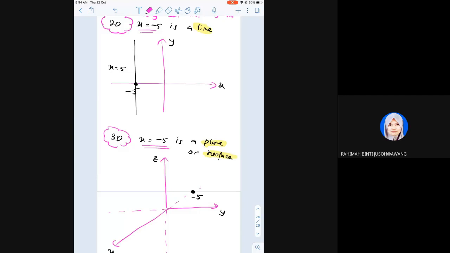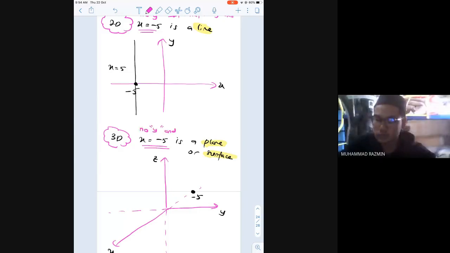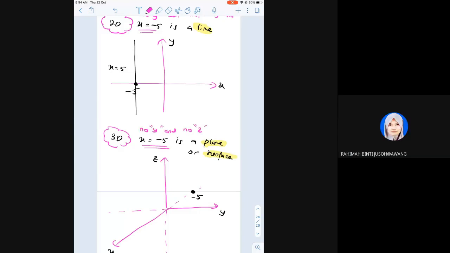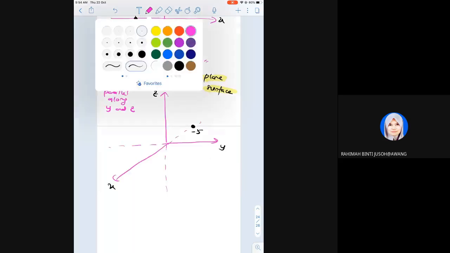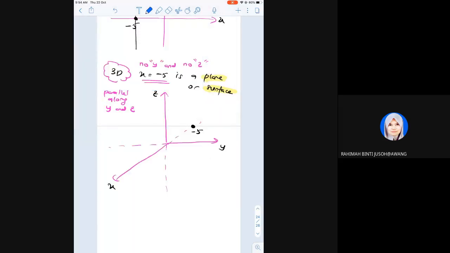No Y and no Z, why not? Yes, no Z. So it will be parallel along Y and Z. Copy this down, this is important. Okay, I will use the blue color so that you can see this clearly. Parallel along Y means it passes through this point negative 5.